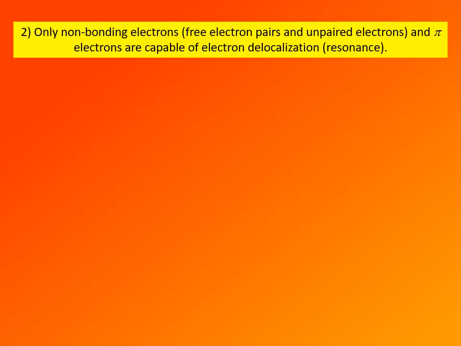The second rule states that only non-bonding electrons, and those are free electron pairs and unpaired electrons, and pi electrons are capable of electron delocalization or resonance. The best way to formulate that is that only p and pi electrons can participate in resonance. That also means that free electron pairs and unpaired electrons must be in atomic p orbitals to participate in resonance. Now, these first two rules don't apply to special cases such as hyperconjugation and delocalization that involves carbon-carbon bonds of cyclopropane, but we are not considering those in this video and in fact in this chapter.